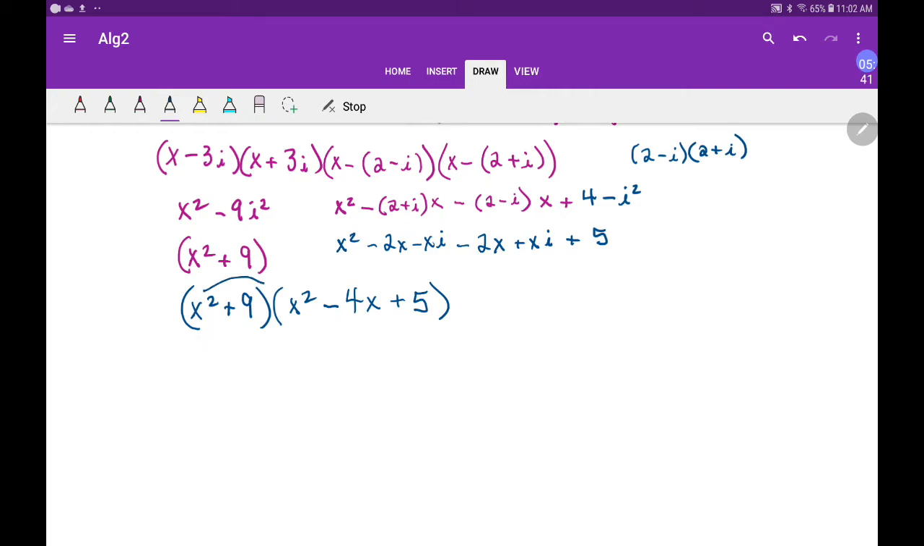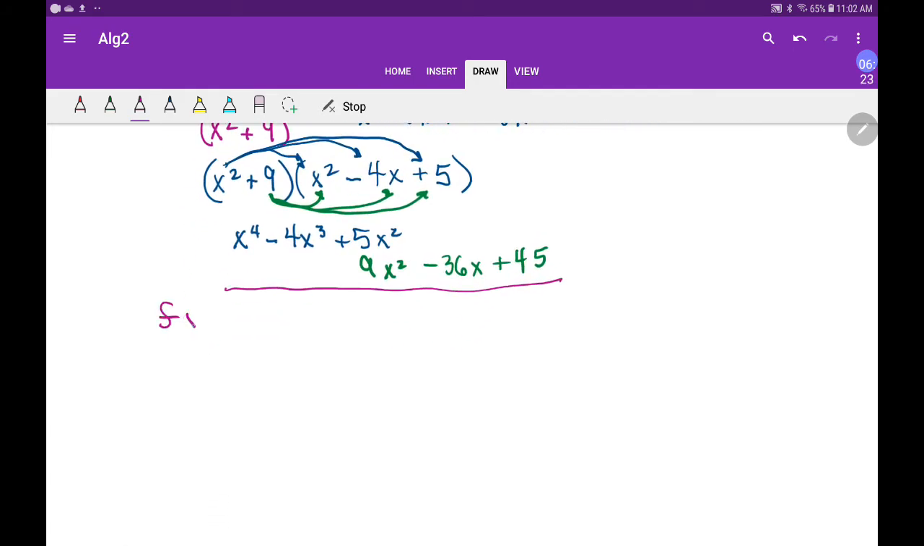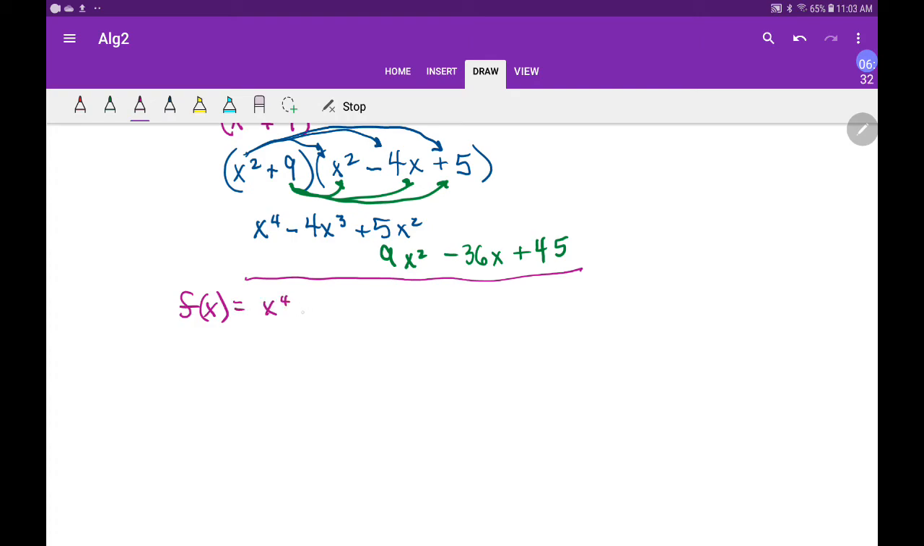And now I'm going to do my normal x squared times x squared, times negative 4x, and x squared times 5. And I'm going to get x to the 4th minus 4x to the 3rd plus 5x squared. And then I'll come along here and I'll say 9x squared, line that up with the other x squared, negative 36x, and positive 45. And I'll add these up together, and I'll get my function. I'll say the f of x, they asked me for f, right? Yes, a function f is equal to x to the 4th minus 4x to the 3rd plus 14x squared minus 36x plus 45.